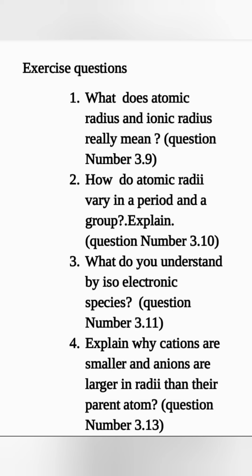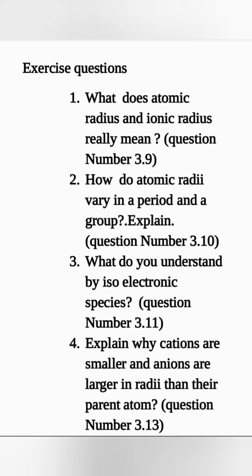Now we have some homework, that is, exercise questions. Question number 1, what do atomic radius and ionic radius really mean? We have explained that. Question number 3.9, how do atomic radii vary in a period and a group? That we have also explained.